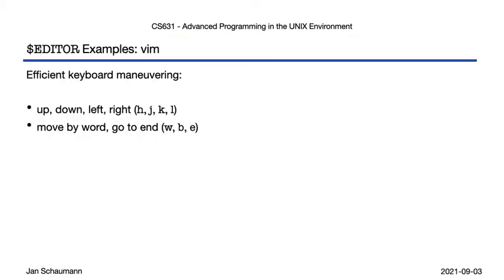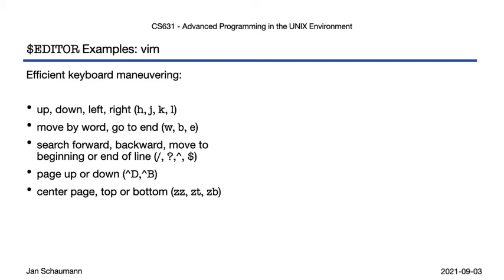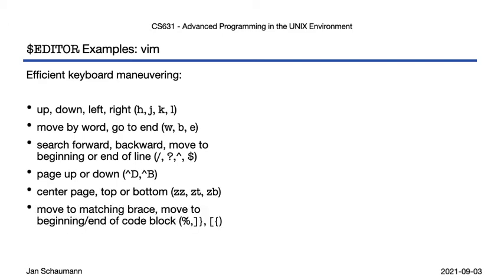Anyway, so in addition to simple movements, we can jump around by words. Search forward or backwards, go to the beginning or end of a line, and page down and up using Ctrl-D and Ctrl-B respectively. To center the current line in the middle of the screen, we can use ZZ, or use ZT, ZB to place it at the top or bottom of the screen. We can move around within code blocks and jump to the beginning or end, or flip through multiple files back and forth. So what does all this look like?